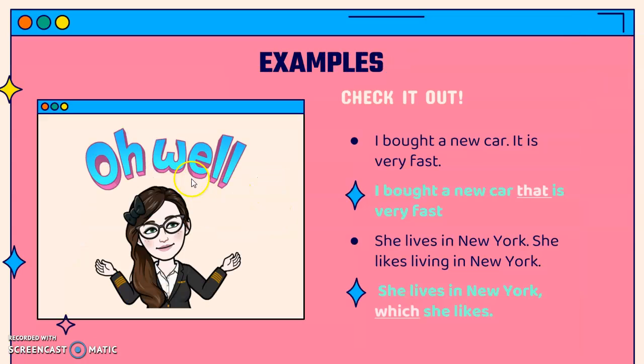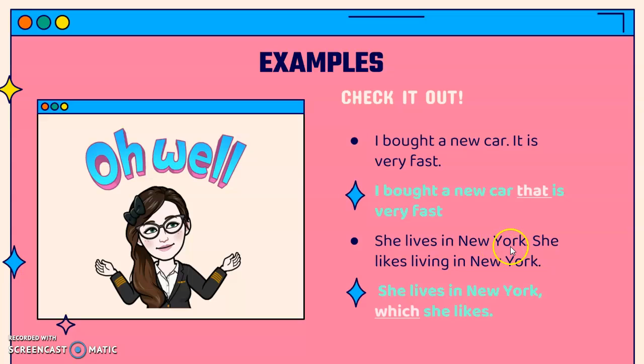Let's check some examples. We have here two sentences. I bought a new car. It is very fast. So in order to join them, we are going to use the relative pronoun that. I bought a new car that is very fast. So this that helps us to give more information about the new car.